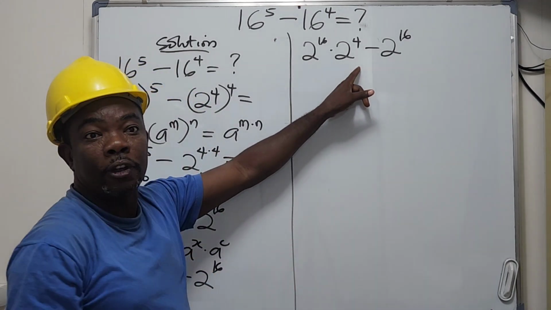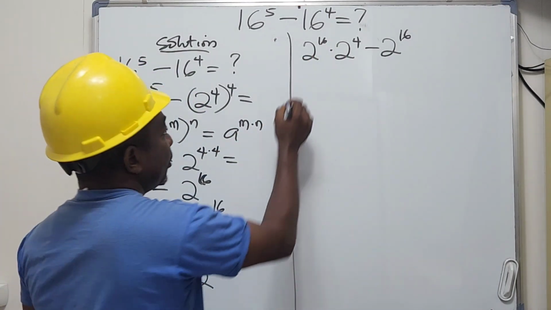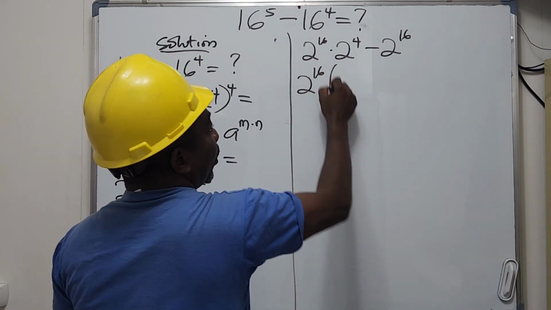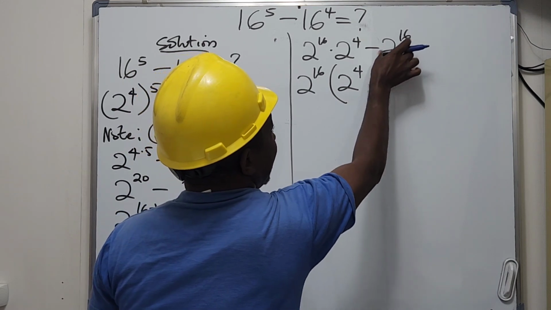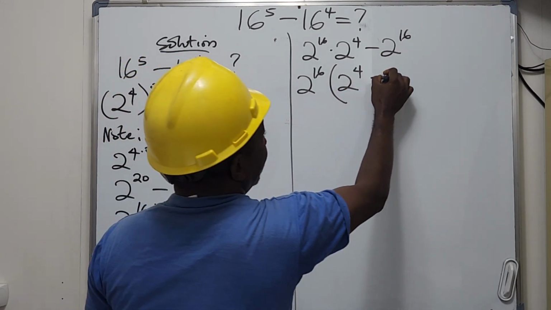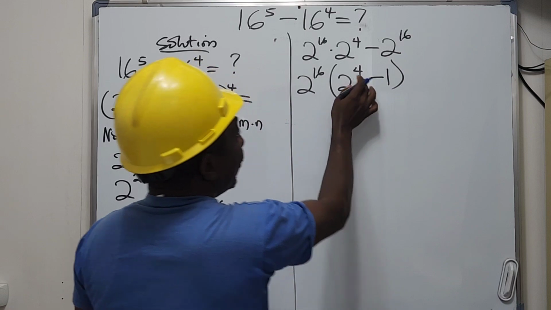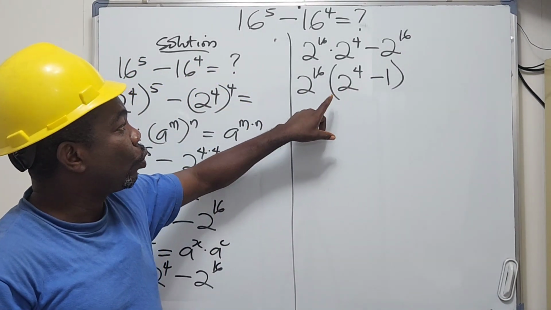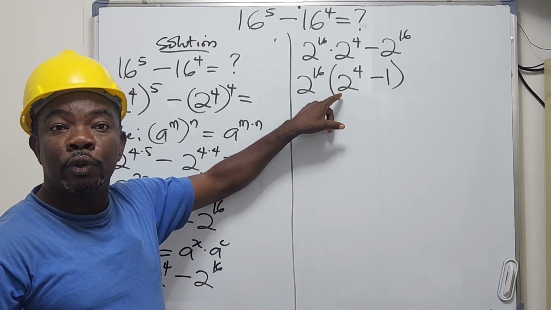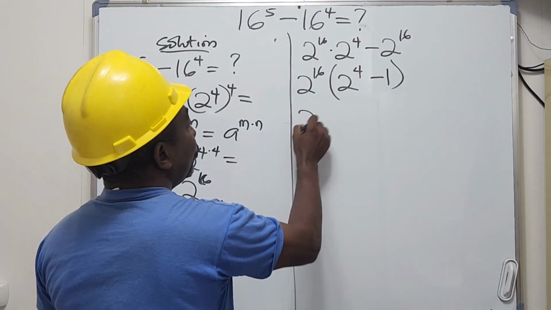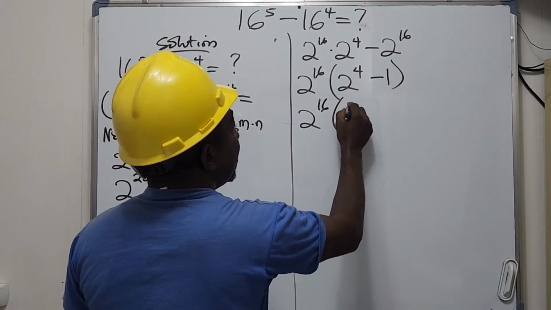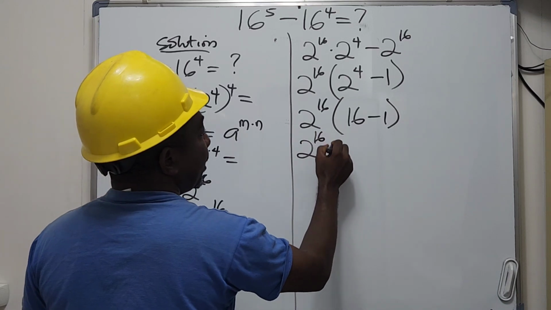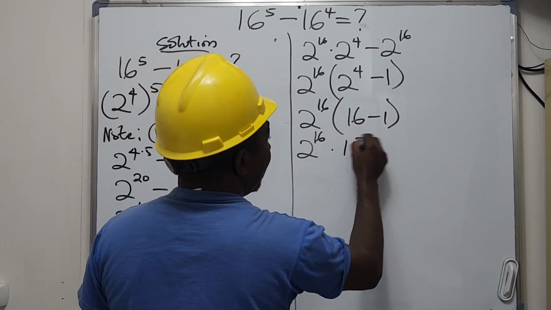So as we said, we need to factor this out. So we take 2 to the power of 16. When we divide 2 to the power of 16 times 2 to the power of 4 by 2 to the power of 16, it will give us 2 to the power of 4. Dividing the other term by 2 to the power of 16, this will give us minus 1. So here, we recall before we said 2 to the power of 4 gives us 16. So we are going to substitute 16 in the place of 2 to the power of 4. So this will give us 2 to the power of 16 times 16 minus 1, which gives us 15.